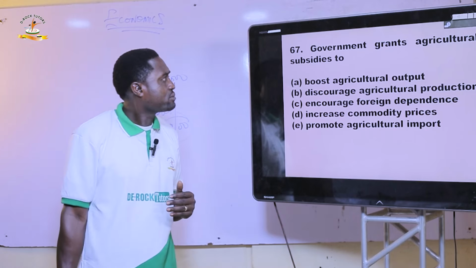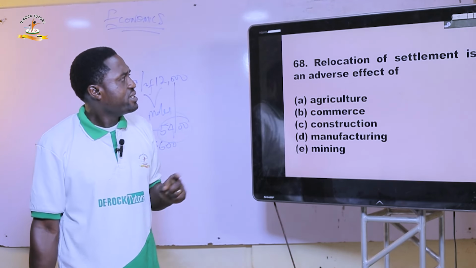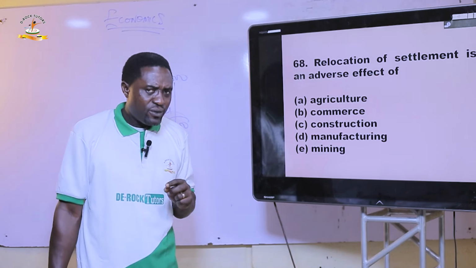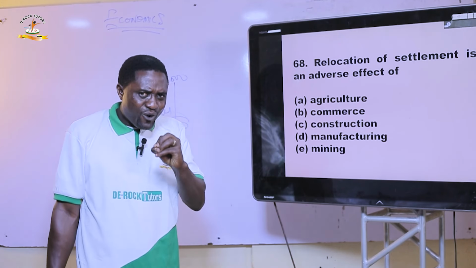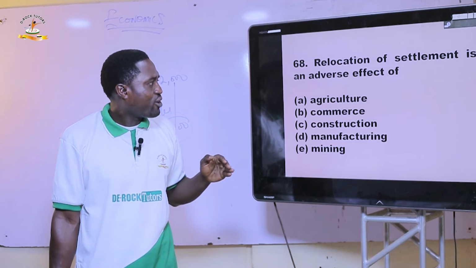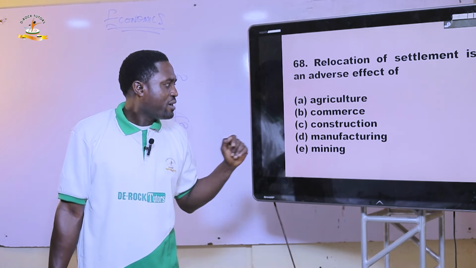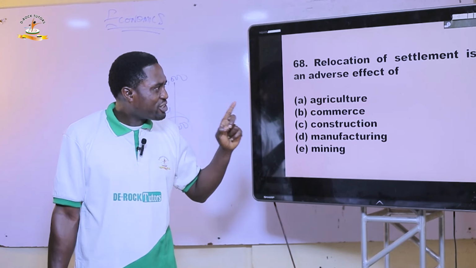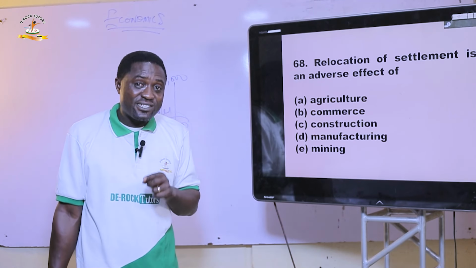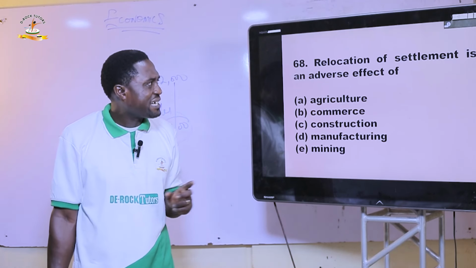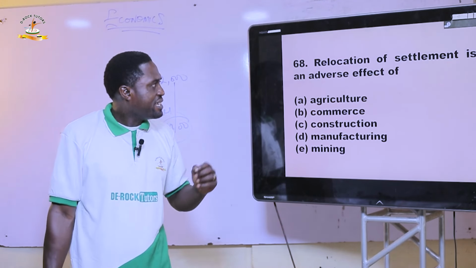The next question, 68. Relocation of settlement is an adverse effect of what? Agriculture, commerce, construction, manufacturing, mining. Relocation of settlement is an adverse effect of mining. So mining is the perfect answer to this 68. The next question.